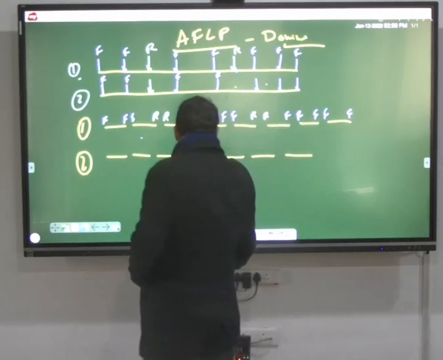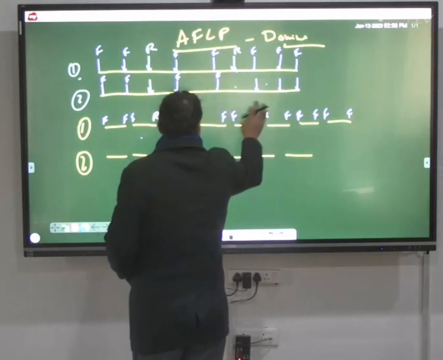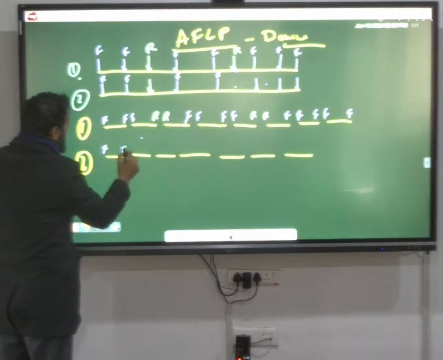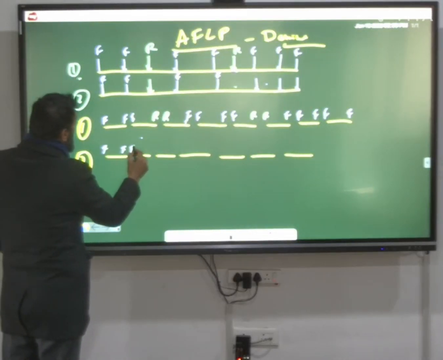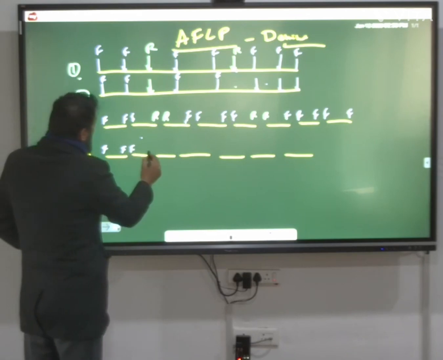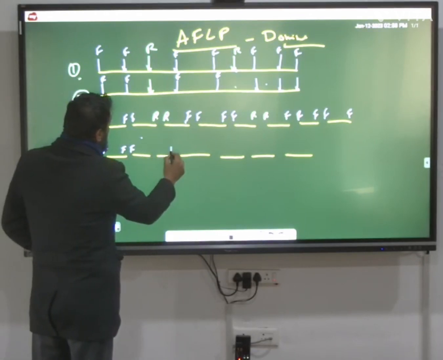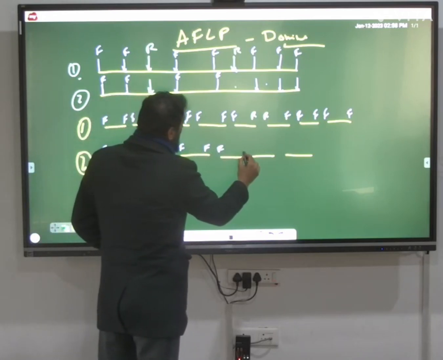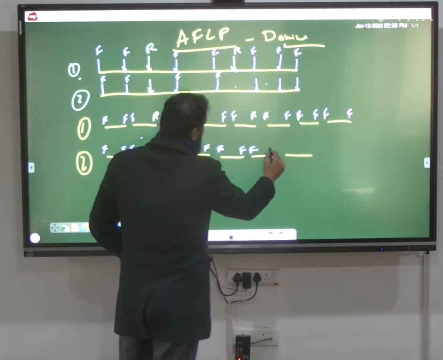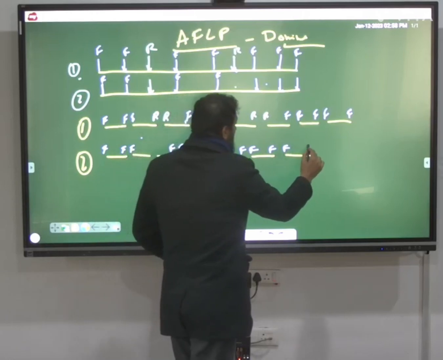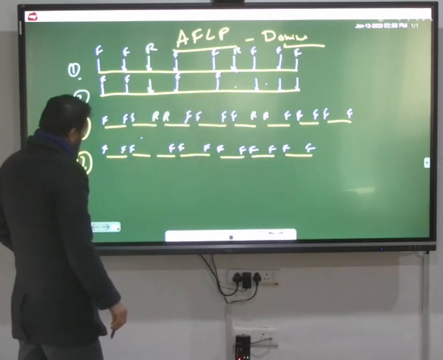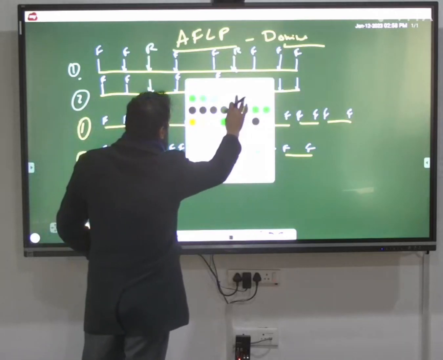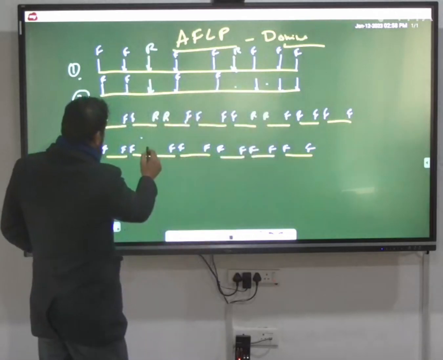Similarly, in this case, you will have a frequent cutter here and a frequent cutter end here, frequent cutter here, and frequent cutter here, here, here, here. These are all frequent cutters. And you will have a rare cutter here.